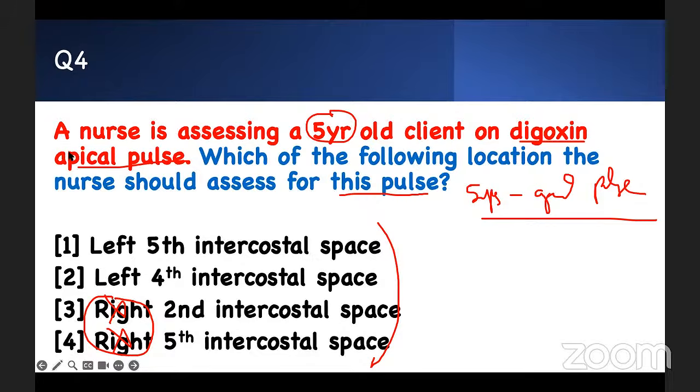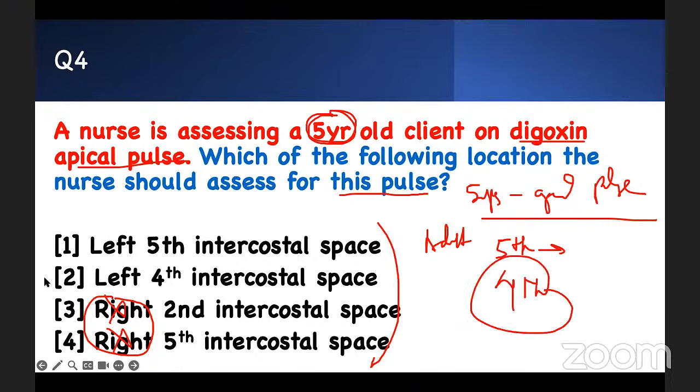Then you ask yourself, why did they give me a 5-year-old? Because in an adult, you go to the 5th intercostal space. As they're young, the heart is close to the middle, and then when they get bigger, it displaces more laterally and down. So adult 5th intercostal space, child 4th intercostal space. Therefore, this is your right answer. There's a reason why I gave you a 5-year-old.